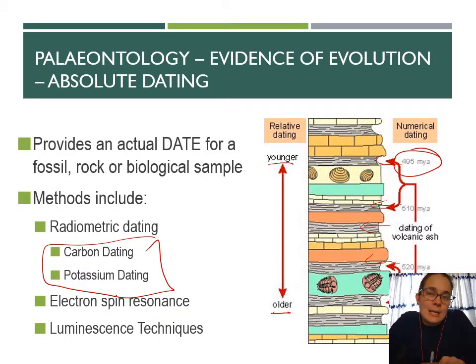The two other techniques that we can use to get an exact date for an organism is electron resonance, which is a type of imaging that we use, and then there's luminescence techniques as well. So we're going to start to talk about a couple of these different things now.